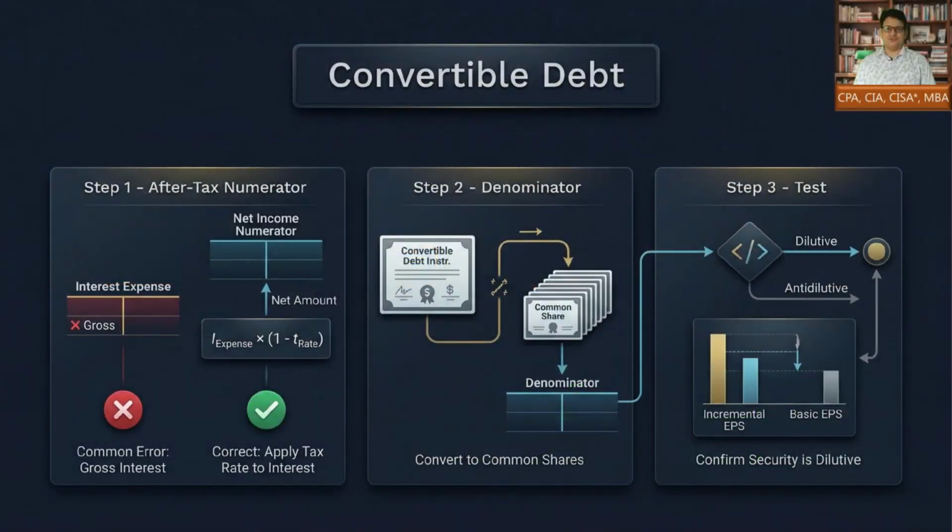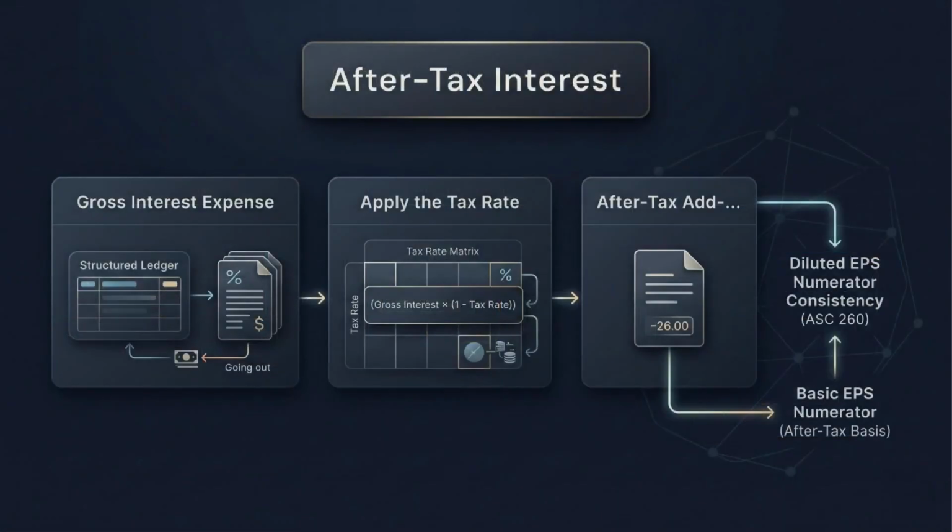Convertible debt follows the same broad conversion logic, but the numerator addback is after-tax interest, not gross interest. If the debt had converted, the entity would not have incurred interest expense. But because EPS uses income after tax, the addback must also be after tax. The denominator then increases by the number of common shares issued on conversion. The after-tax interest step is a common exam trap.